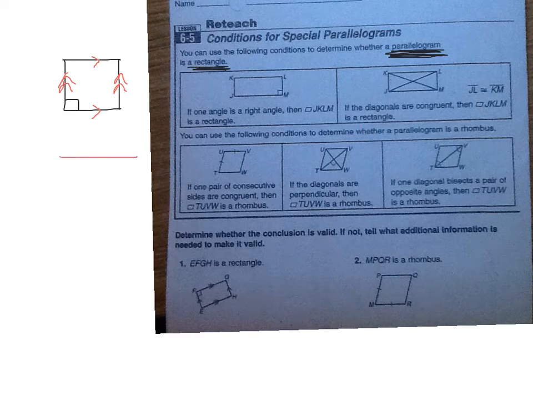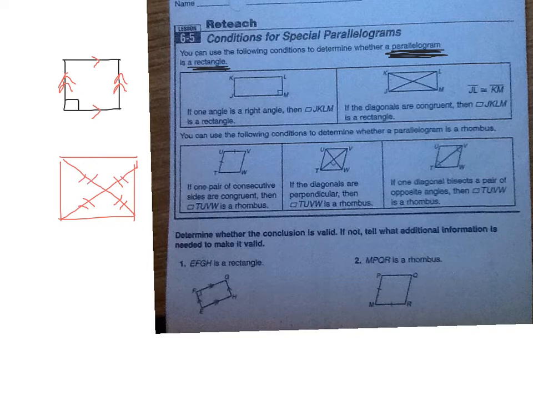Okay, so if the diagonals are congruent, so these two are congruent, then the parallelogram is a rectangle. And the same thing here. If I give you something like this, and I'm telling you that this piece is equal to this piece, and just like that, would that be a rectangle? No, I need to have this other piece be congruent to this piece and to this piece.